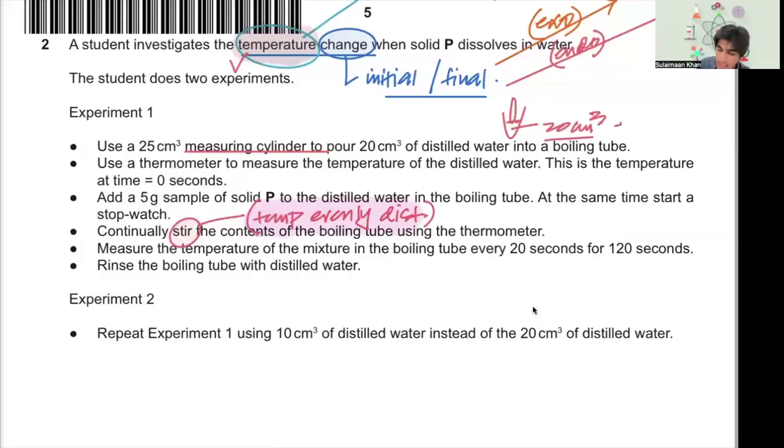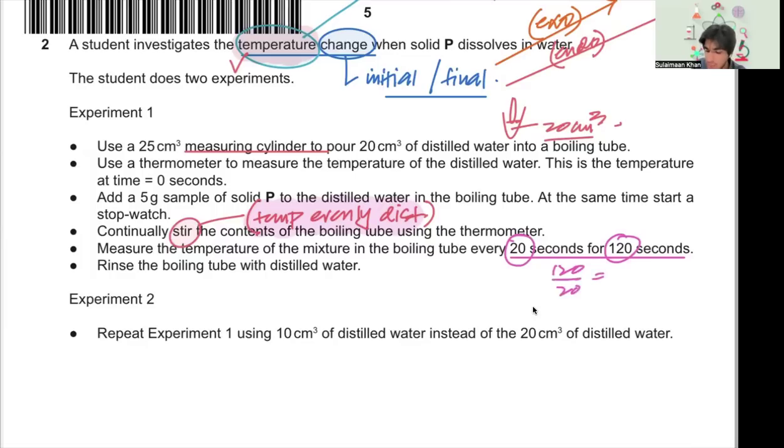Yes, Hamza, that's lovely. Measure the temperature of the mixture in the boiling tube every 20 seconds for 120 seconds. How many readings should he have taken? If he's measuring the temperature every 20 seconds for 120 seconds, I can figure out 120 divided by 20. How many readings should he have taken?